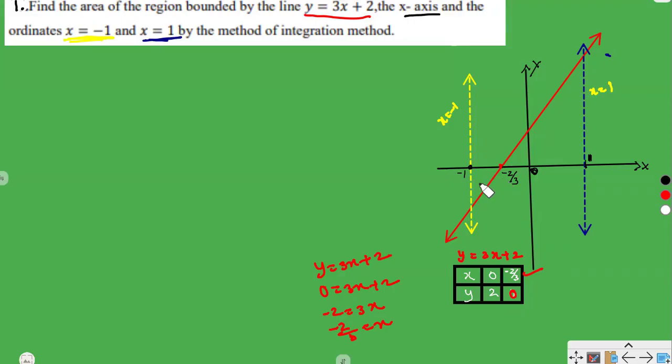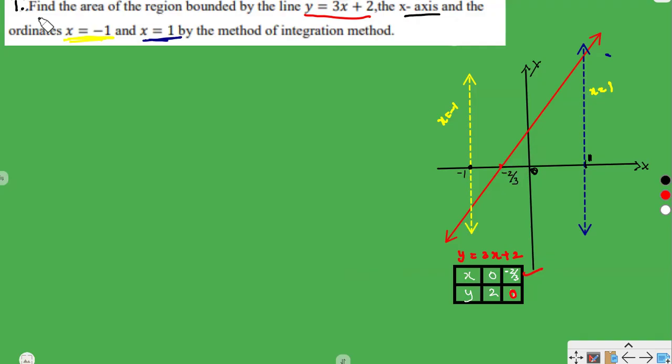So I have drawn a line here in such a way that it cuts the x-axis at minus 2 by 3. And it cuts the y-axis at 2, but that is not required for solving the problem, so I haven't mentioned it. You don't have to show all this working. You just have to draw a line which cuts the x and y axis, and where it cuts the x-axis, mention it as minus 2 by 3.